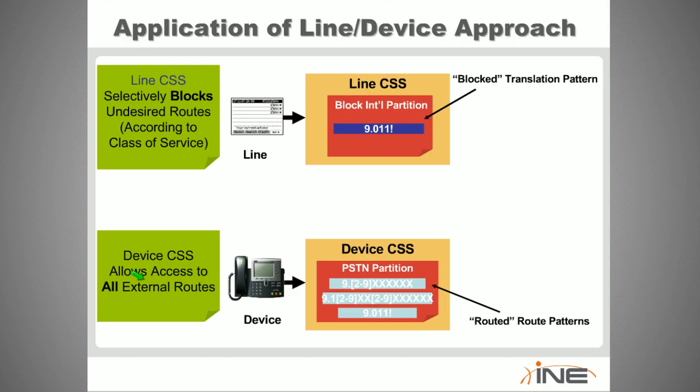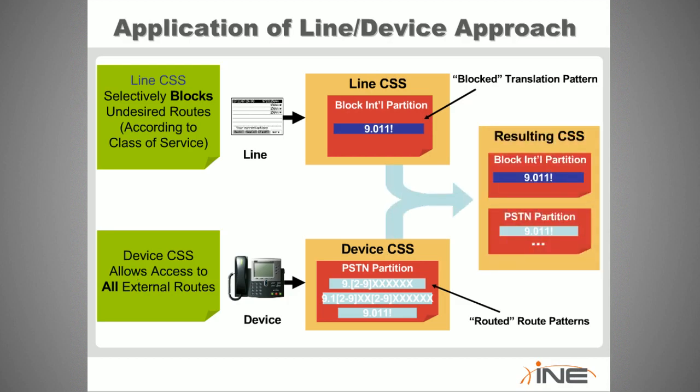So what happens is, looking very similar to the last slide, where line and device partitions and calling search spaces result in a new concatenated calling search space with new partitions, what we've done is we've added the route patterns inside those partitions. We can see that although there are more route patterns in this PSTN partition, thus the ellipsis, the dot, dot, dot, we do have a route to 9.011 bang because we have all routes at the device level.